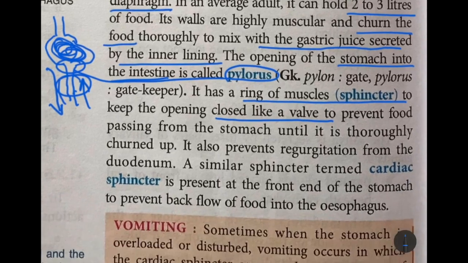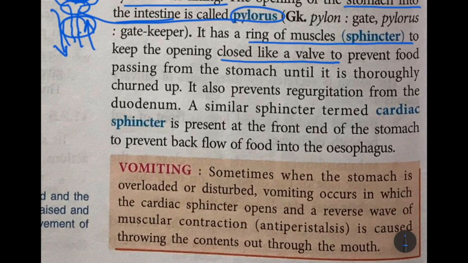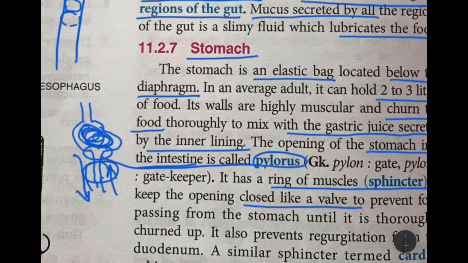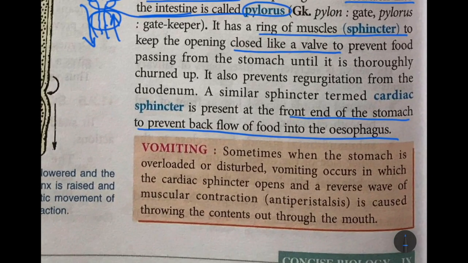stomach. A similar sphincter muscle termed the cardiac sphincter is present at the front end of the stomach to prevent backflow of food into the esophagus. So there is another sphincter muscle which is known as the cardiac sphincter. You find the cardiac sphincter here in this region, so that food does not go back into the esophagus. You know when does it go back? When you vomit out the food.